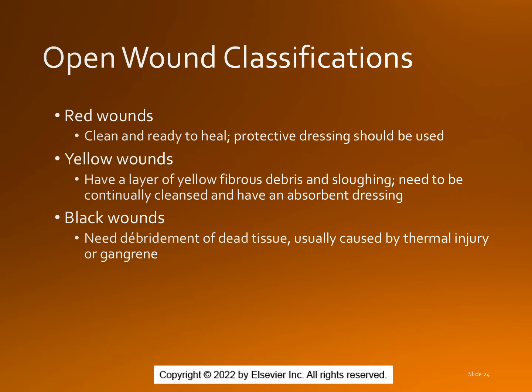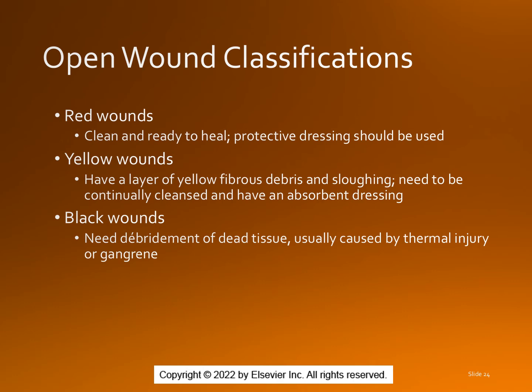A yellow wound has a layer of yellow fibrous debris or exudate. These wounds can be yellow if a large number of leukocytes is present. Slough and necrotic tissue may need to be removed from the wound bed so that healing can occur. Sloughing is the natural shedding of dead tissue, and this can cause additional drainage. A yellow wound needs to be cleaned frequently and should have a dressing that will absorb the drainage and debride the surface mechanically. A yellow wound will often become infected.